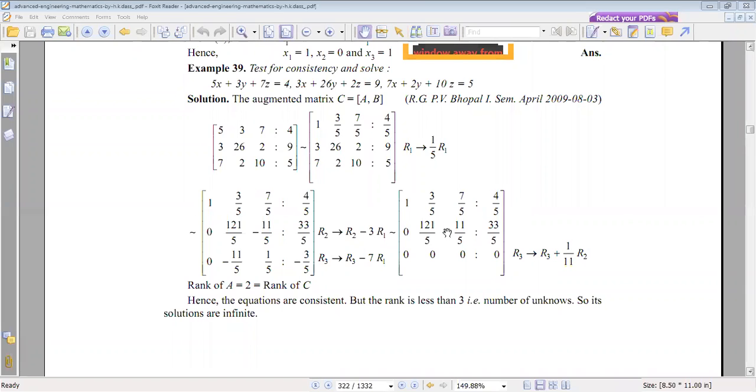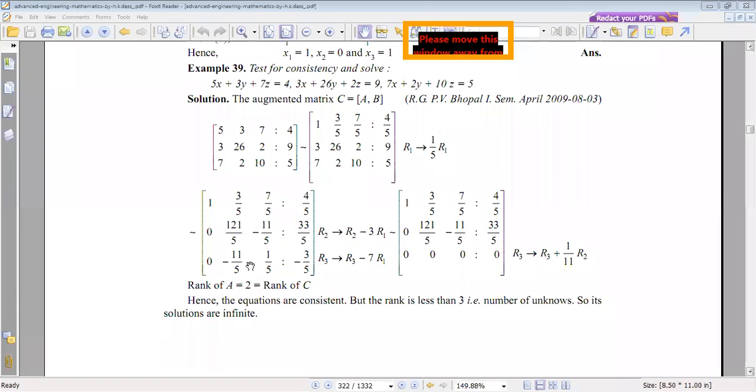Clear? Now see here, this is simply the echelon form or triangular form. The matrix on the left hand side of these two is the matrix A. So how many non-zero rows are there? 2 non-zero rows are there, so its rank is equal to 2. And this is the whole augmented matrix C. Here also, how many non-zero rows? 2 non-zero rows are there. So rank of A and rank of C is equal to 2. So the system is consistent.